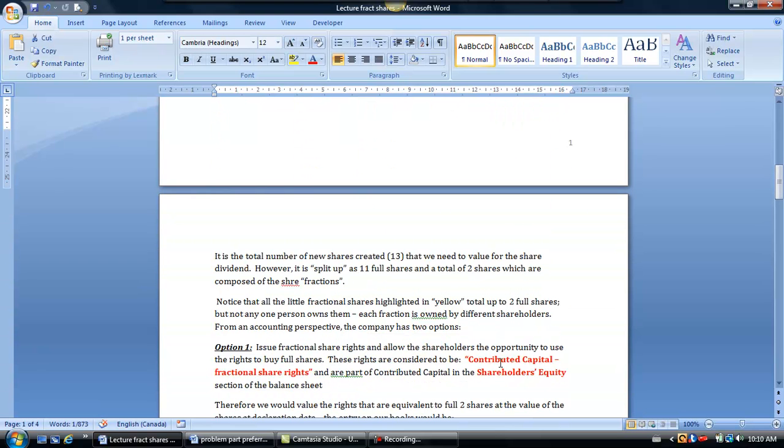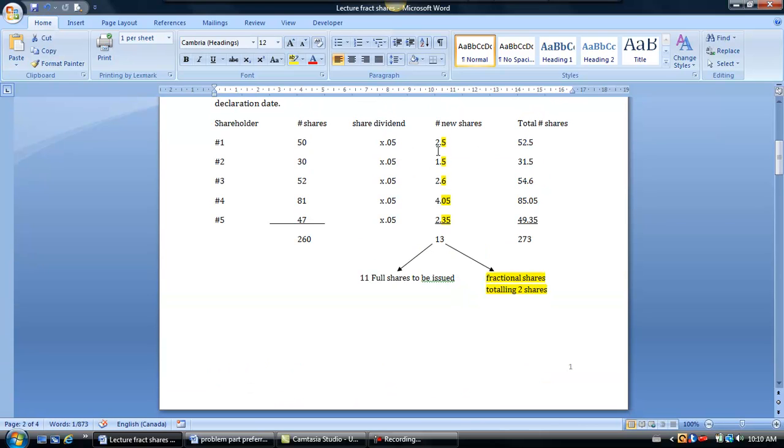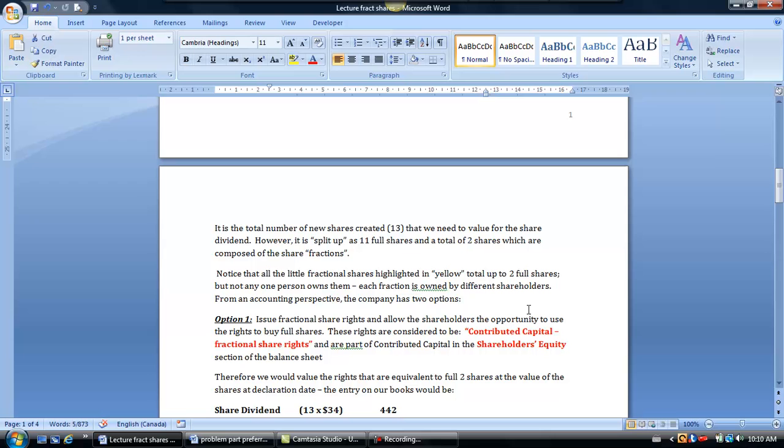But first of all, let's make sure that you understand. I just have a spelling error here, share fractions. Let's save that. Now, I just explained this part to you, that all those little yellow fractions add up to two full shares, but again, they're being held by different shareholders.